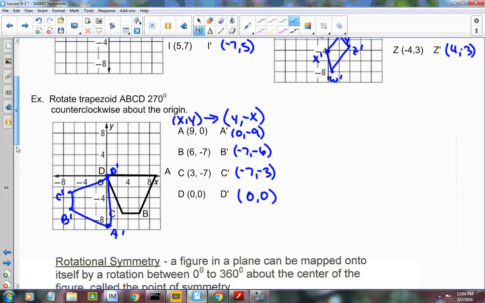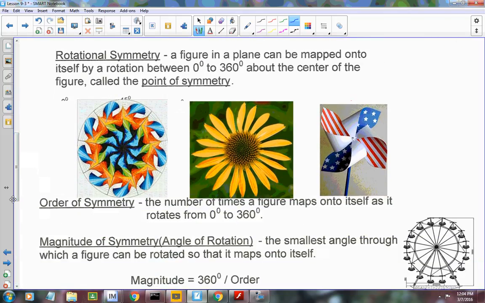All right, now the next thing we want to talk about is rotational symmetry. Rotational symmetry is when you can rotate a shape and it's indistinguishable from where it began. You can go between 0 and 360 degrees and you can't tell that it's rotated. Here are some examples of things that have rotational symmetry. This right here is your point of symmetry, the point of rotation that you rotate about. I could rotate from here to here, and you would not be able to tell.